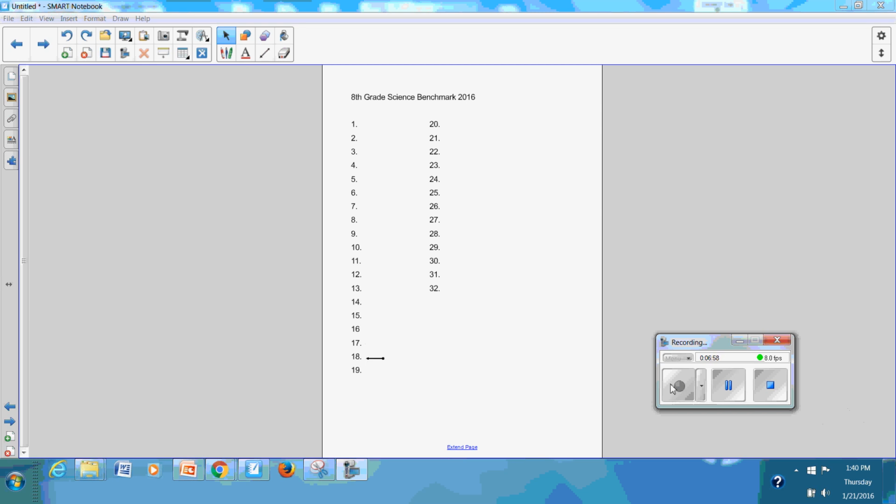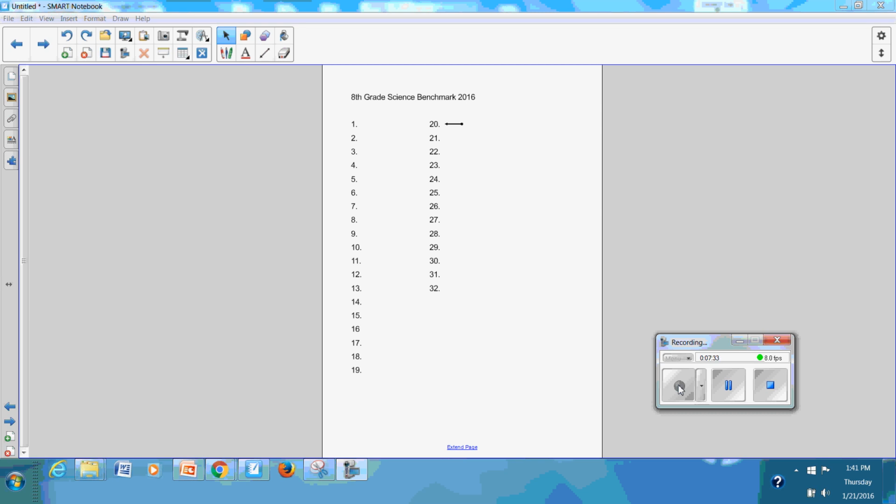Question 18. The following diagram is a model of a molecule of methane. What is the formula for methane? Question 19. Use the following model for the next question. Where would the youngest ocean floor be found? Is it A at Roman numeral 1, B Roman numeral 2, C is Roman numeral 3, or D Roman numeral 4?